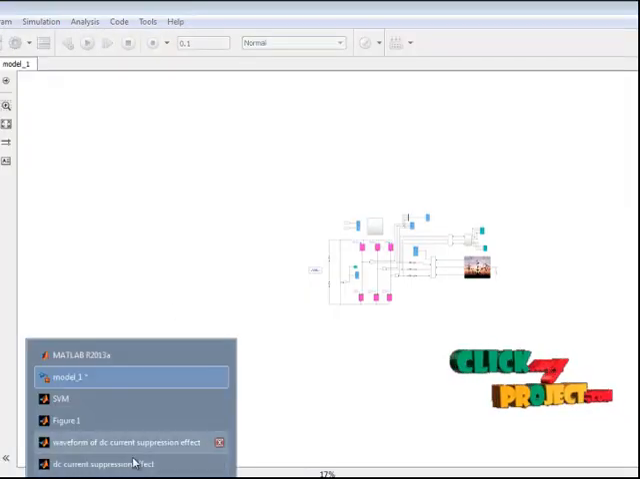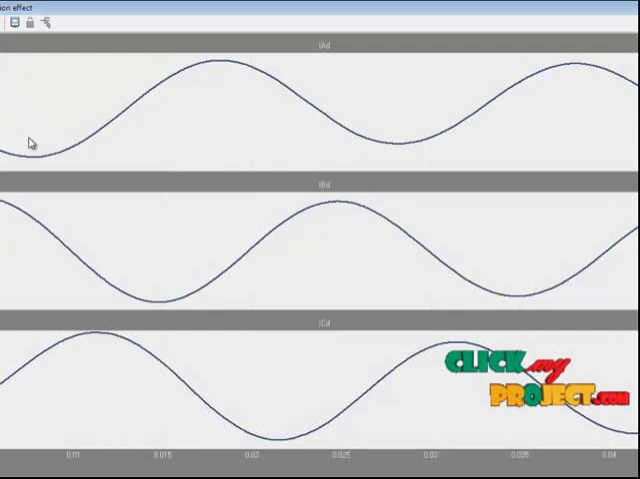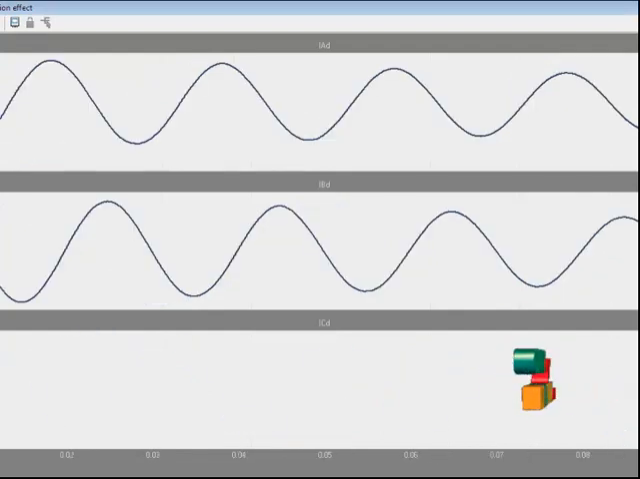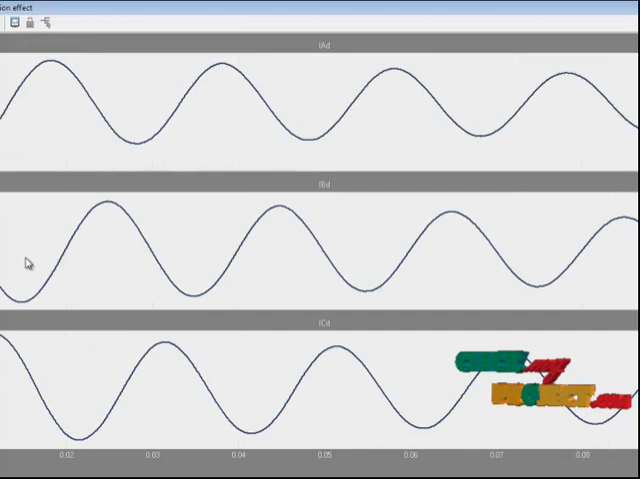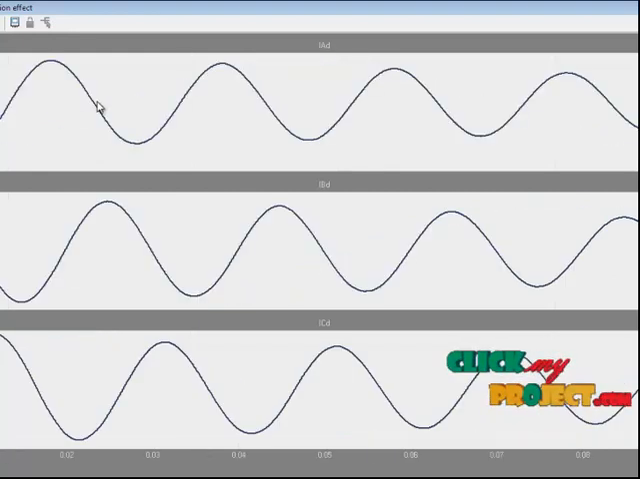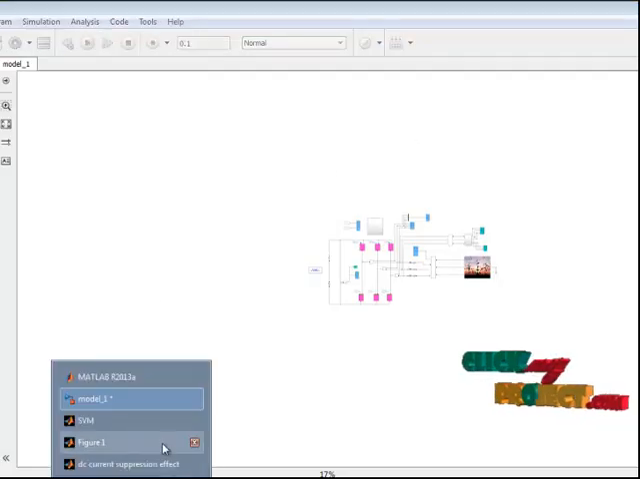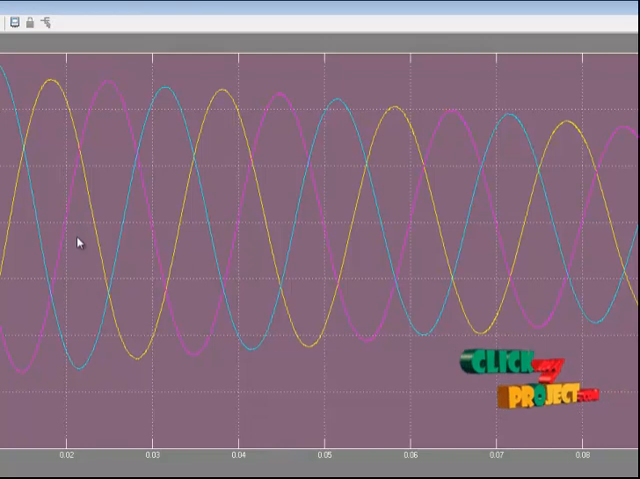Next we can see the waveform of the DC current suppression effect. This is the three-phase DC suppression effect of our currents. These are IDA, IDB, and IDC, our three suppressed injection currents. Next we can see that this DC current suppression interfaces with the three lines of different waveforms also.